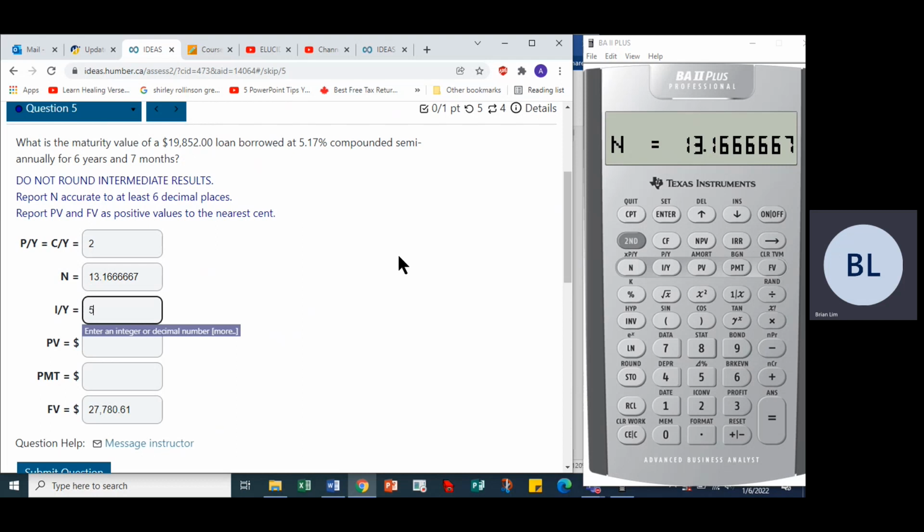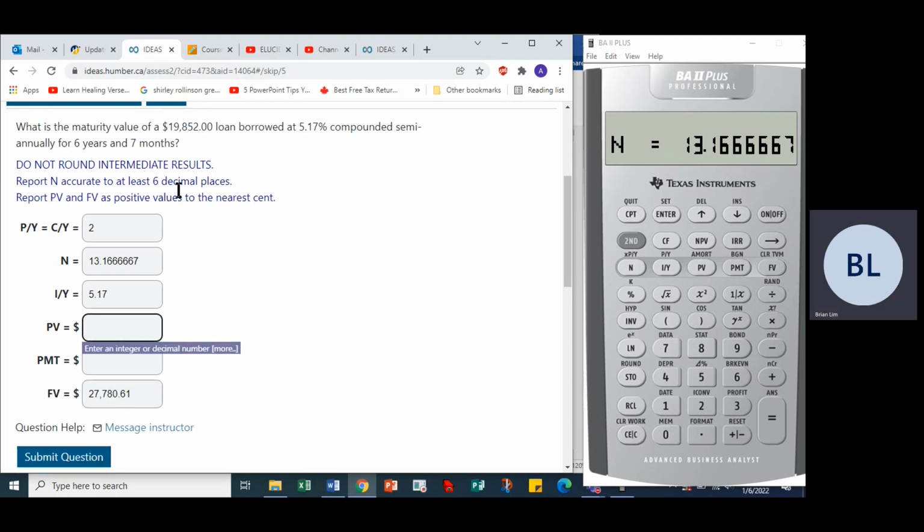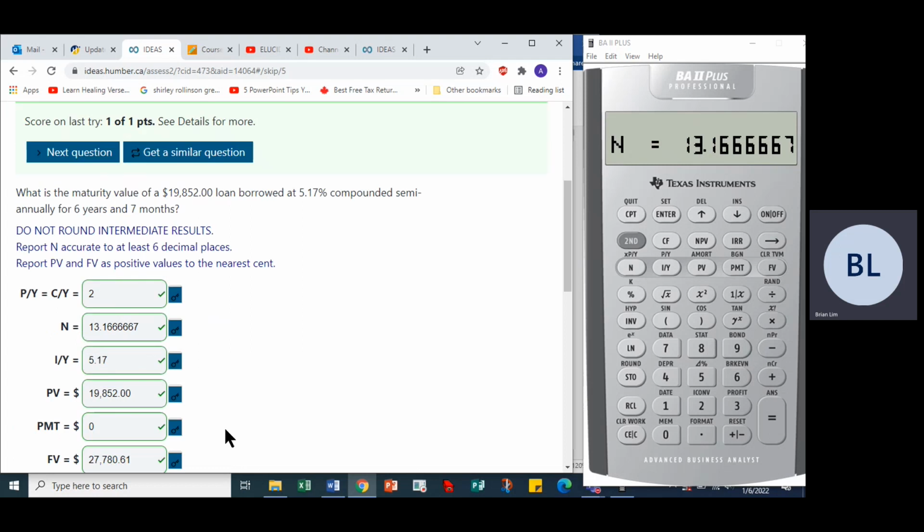IY is 5.17. It's right up here, in case you forgot what it is. Present value is this number right here, 19852. Of course, you could put in the 0.00 if you really would like to. Payment is 0. And if we submit the question, we are correct.